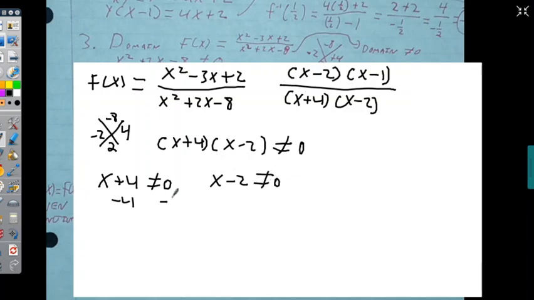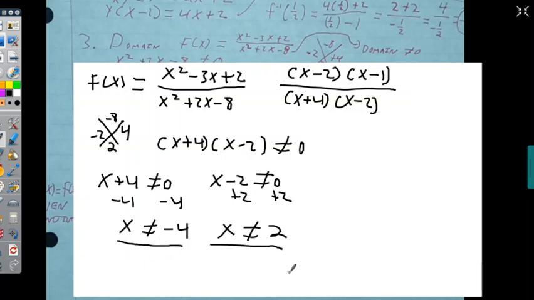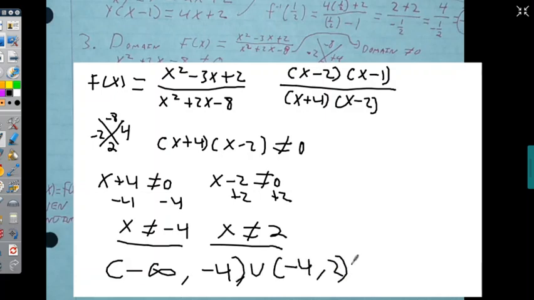Subtract 4 on each side. X cannot equal negative 4. Add 2 on each side. X cannot equal positive 2. Now, next step. How can we express these inequalities in interval notation? Negative infinity to what? Negative 4. Right? Union, negative 4 to 2, union, 2 to infinity. That is the domain.